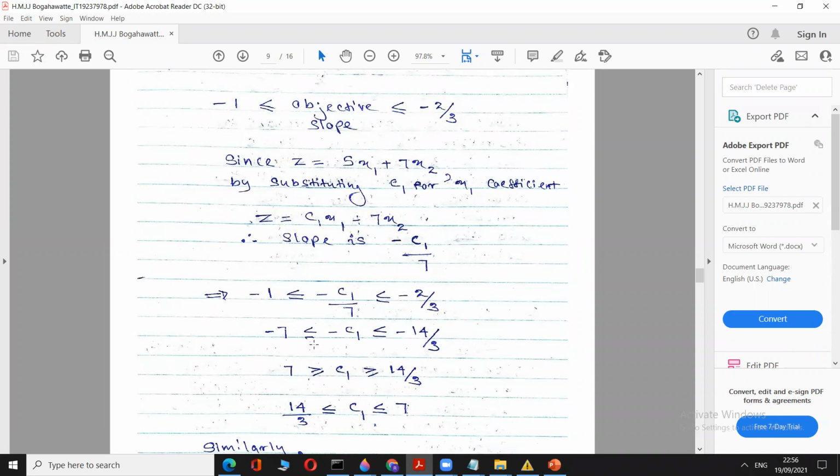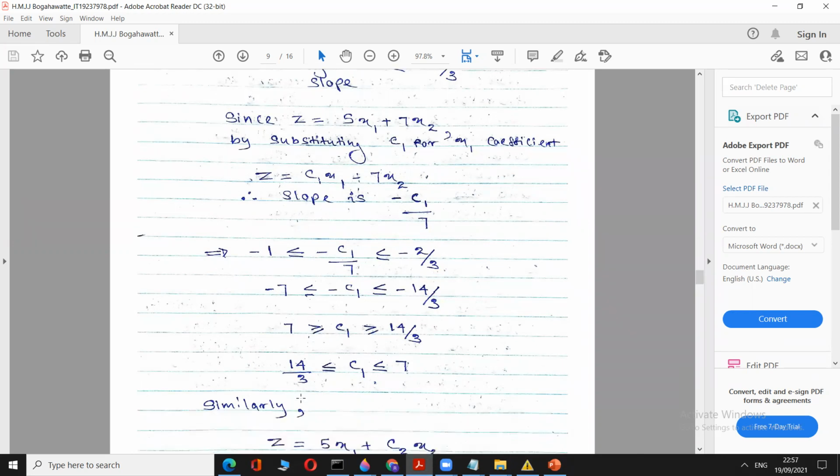Okay, by multiplying by 7 on both sides, you can take minus 7 less than or equal to minus c1. After that you have to remove the negativity. You can multiply by the negative, then the inequality will be opposite. So 7 greater than or equal to c1, greater than or equal to 4 divided by 3. After that you can keep it the other way around if you want, or keep it like this, then the answer will be like this.